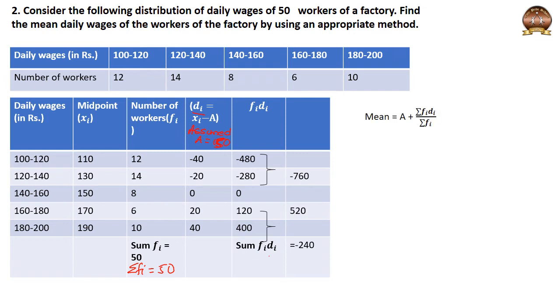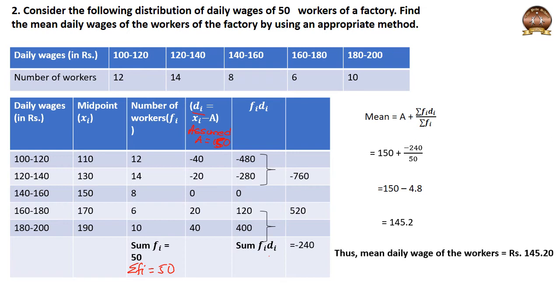Therefore, the formula for the standard deviation method, that is mean equals A plus summation fi di upon summation fi. So A is 150 we have taken, plus summation fi di, here minus 240, upon 50. Here, if 0 cancels, 24 divided by 5 is 4.8. So 150 minus 4.8, you are getting 145.2. Thus the mean daily wage of the workers is equal to rupees 145.20. This standard deviation method is useful when the numbers are bigger.